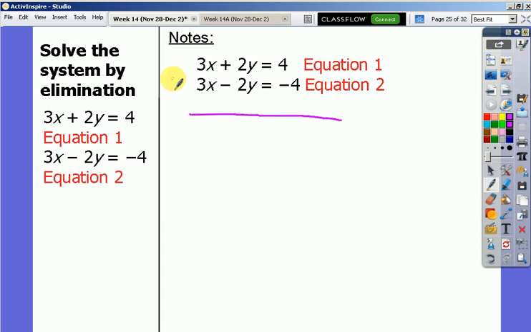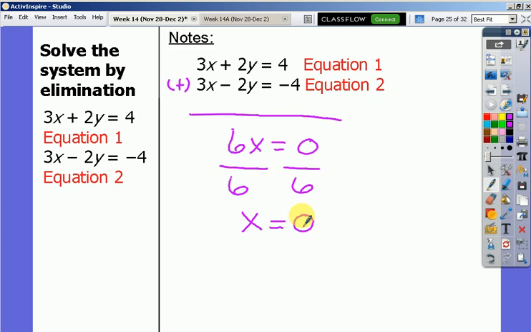Draw a line here, and I'm going to perform the addition. I get 6x equals 0. I solve for x. Use my division property of equality. And I get x equals 0.